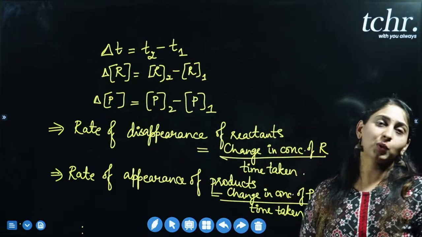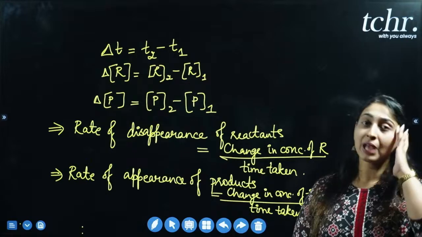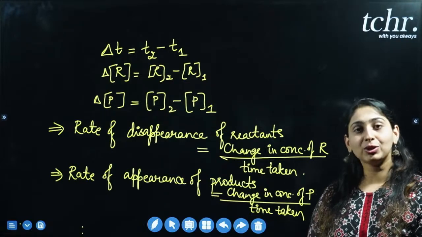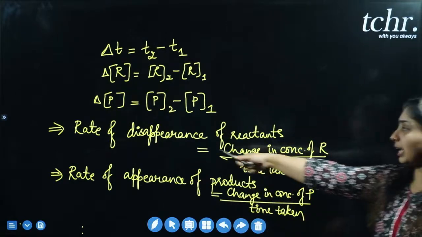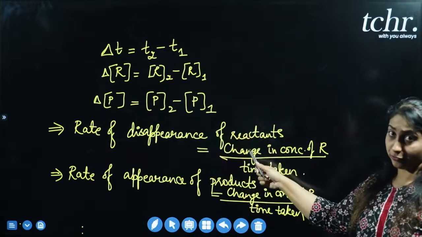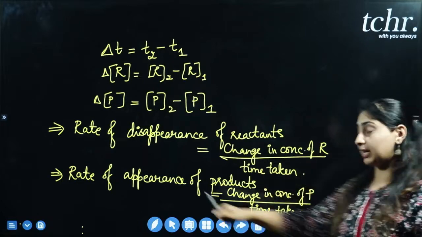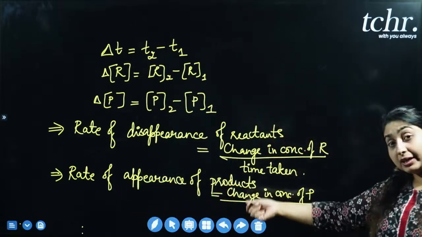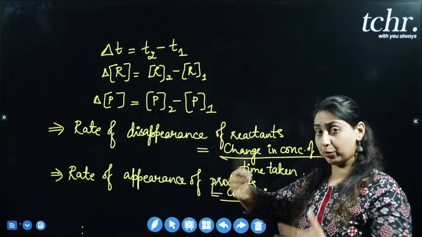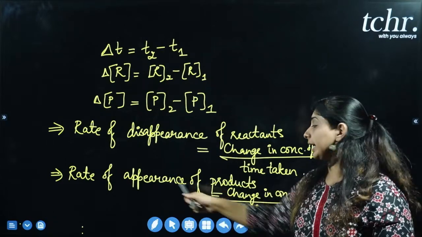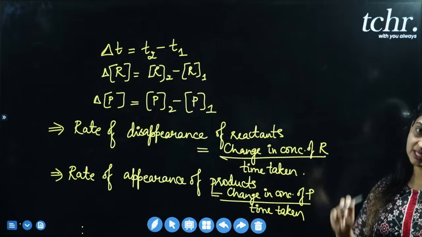Just one glance would be more than enough if you've understood the concept. So always focus on understanding the concepts better so that you yourself are in a position to write down the mathematical equation, right? So this, I hope you have understood. Rate of disappearance of reactants will be equal to change in the concentration of the reactants by time taken. Similarly, reactants are decreasing so it is disappearance, products are increasing, product concentration is increasing, so rate of appearance of products will be equal to change in the concentration of products divided by time taken.